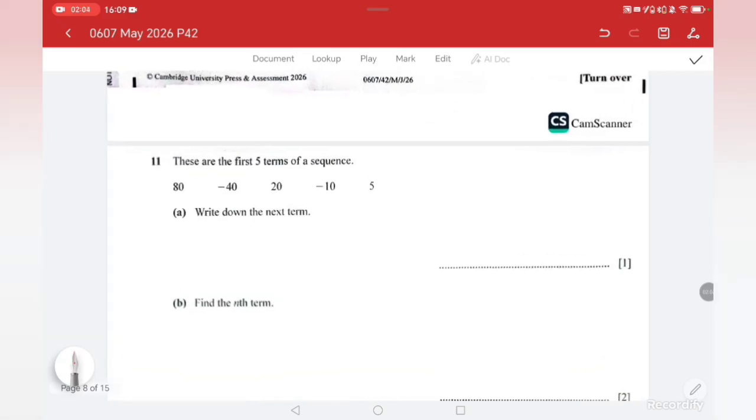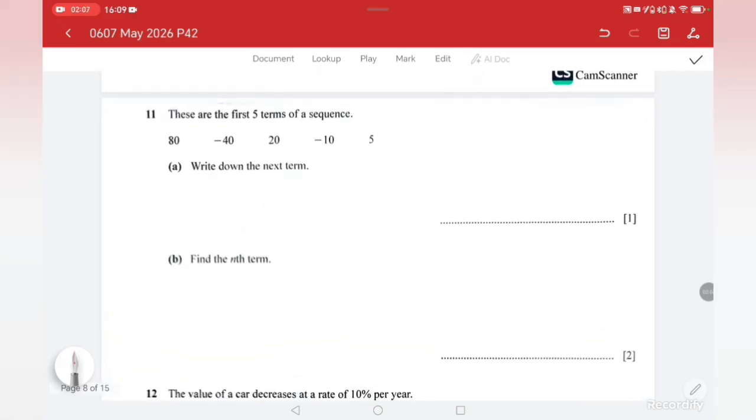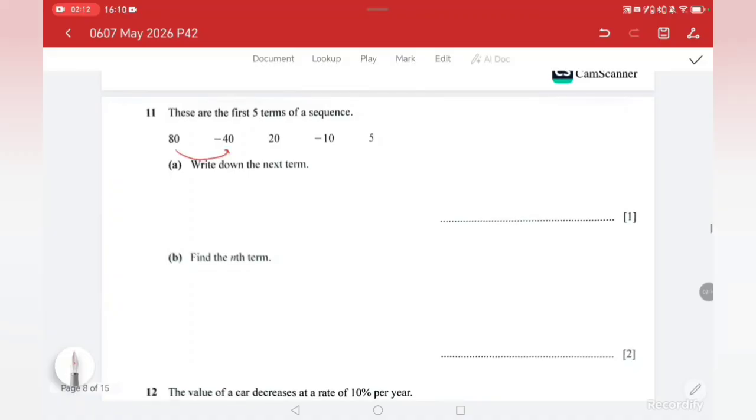Question 11, sequence. If you look at the relation between the first term and the second term, you will see it's multiplied by negative 1/2. The number is halved and negative. 80 became 40, halved and negative. And the same here, multiplied by negative 1/2 again. So when you see this multiplication, it means this is a geometric sequence. Remember this, geometric sequence.